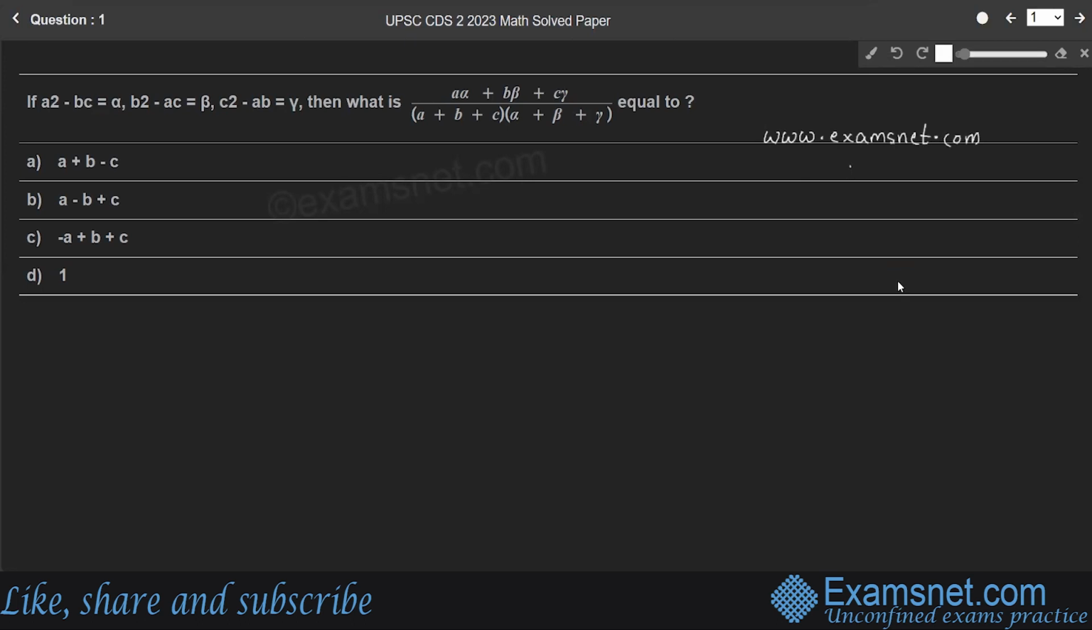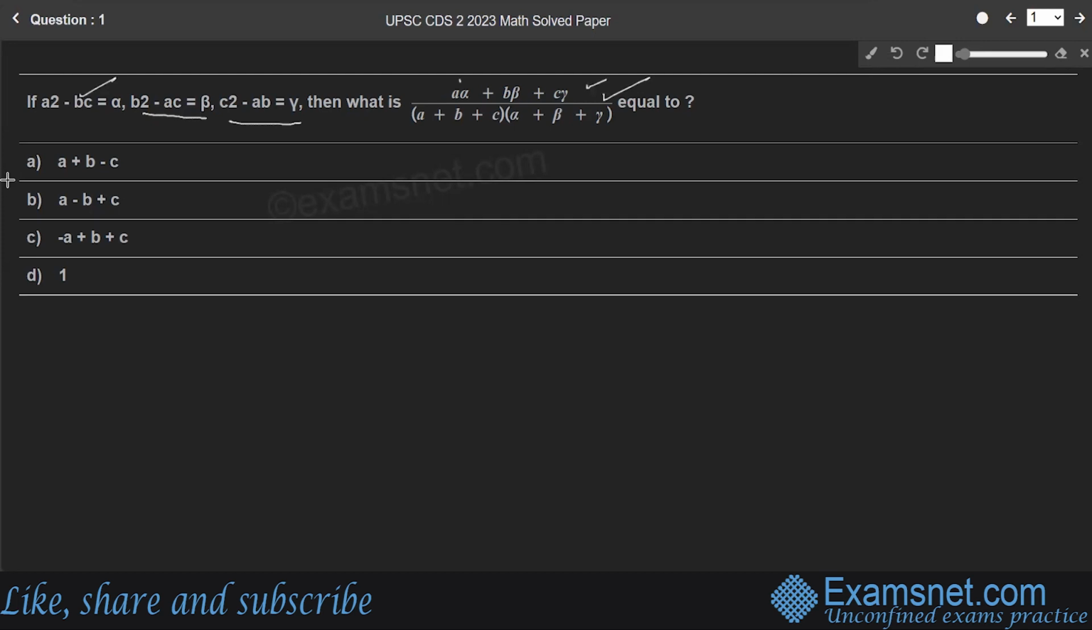Let's begin with question number 1. If a square minus bc is equal to alpha, b square minus ac is beta, and c square minus ab is gamma, then what is the value of the given expression? In the given expression, the numerator has the expression a alpha plus b beta plus c gamma.